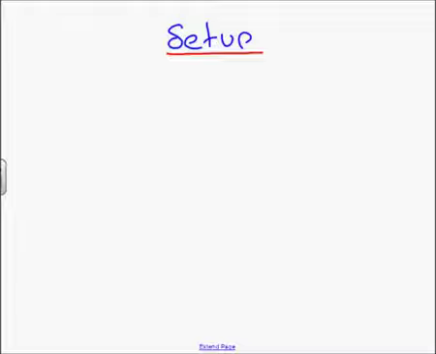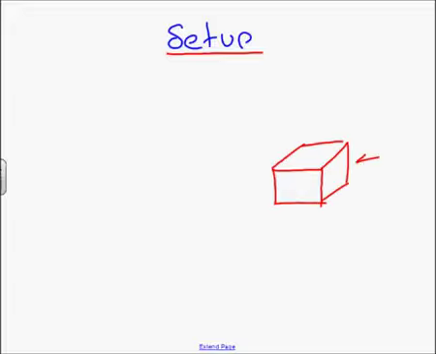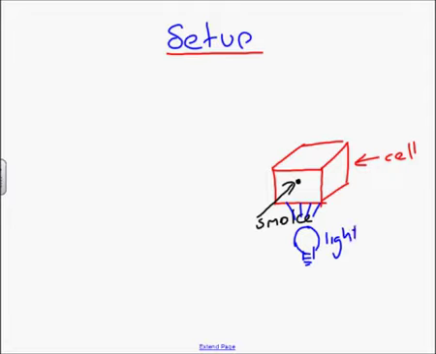Now, let's do one with smoke. What we're going to do is have a little cell. Okay, so that is a cell. Then inside that, we'll put a smoke particle. And then we're going to put some light below it. Okay, so there's light, and then above that you have a microscope. So that is the setup.